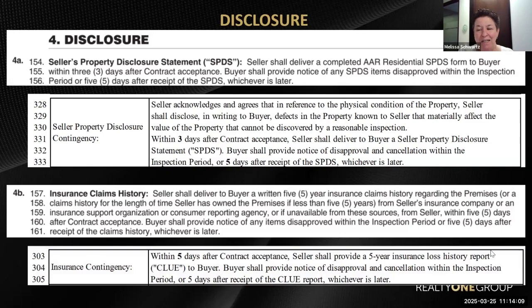This says that, and this is the one that I actually am not happy with, within 5 days after contract's acceptance, seller shall provide a 5-year insurance loss history report, and they are then classifying that as a CLUE report. Does anybody here other than Melissa know what CLUE actually stands for?